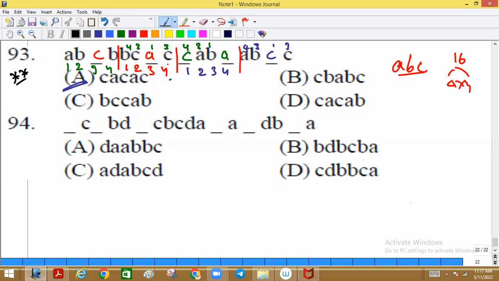4, 3, 1, 3. So 4, 3, 1, 3. 3 is A. B. So now it comes B then. B means it will change like C A B C. So the answer is option D instead of A. Okay. Same repetition only.